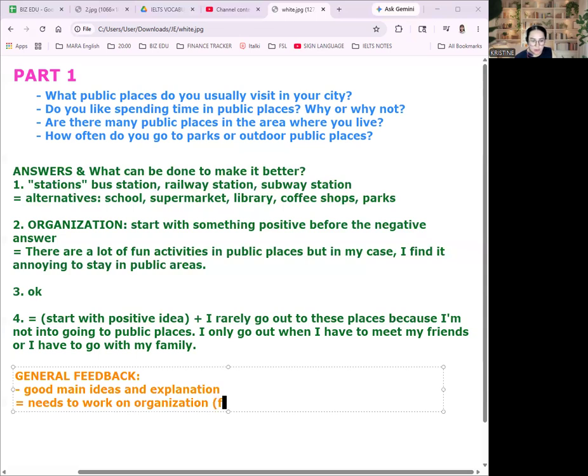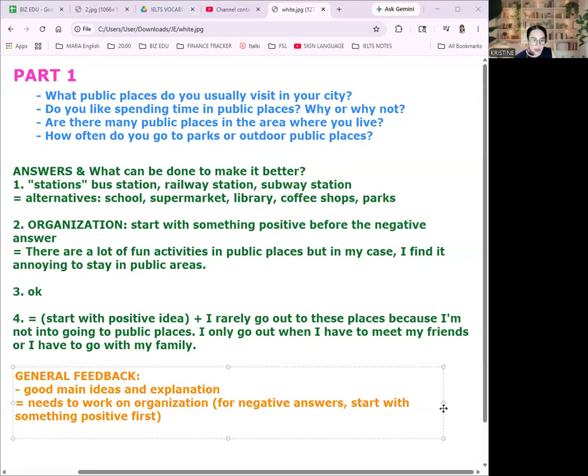So you need to work on organization, especially, Peter, when we have negative answers. Okay, so for negative answers, start with something positive first. Something positive first. So that's for the organization here.